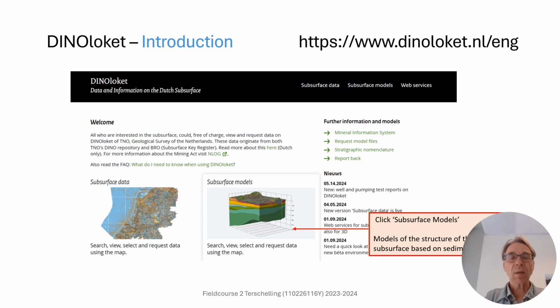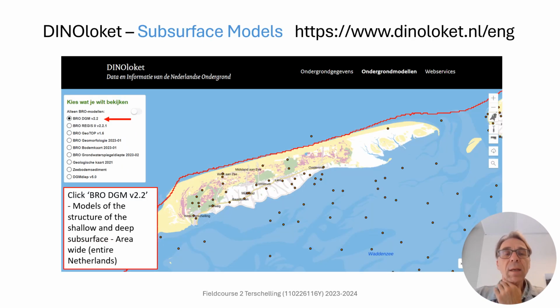Okay, so that was, you could say, the part on subsurface data. So let's now move to subsurface models. It clicks subsurface models, and it models the structure of the Dutch subsurface, and it's based on sediment cores and sediment data. And it's an important part of DINOLOCAT, which basically models the subsurface based on the available data. Let's first look at the DGM part.